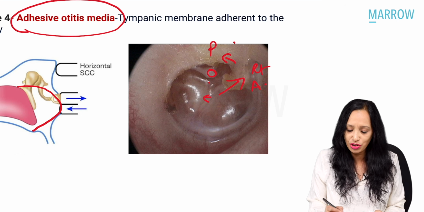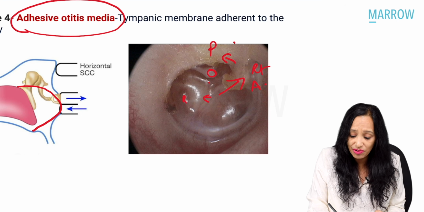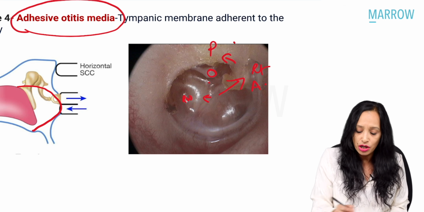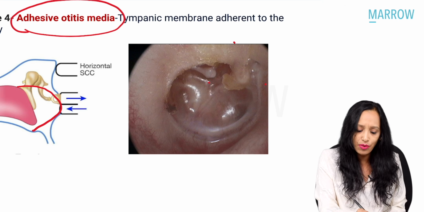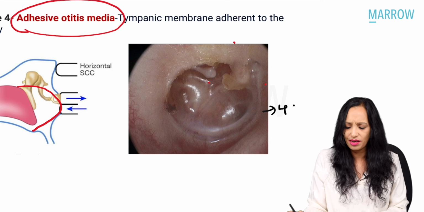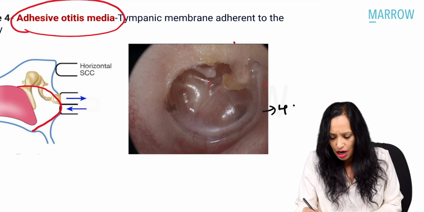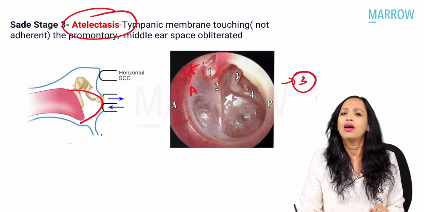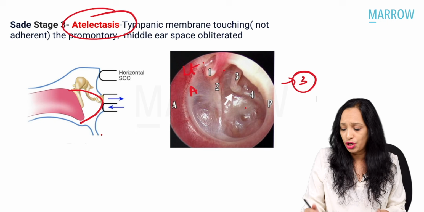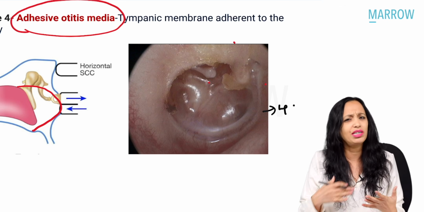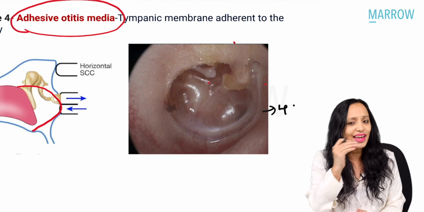And what is this? Tell me. Yes, this is the promontory. This is the promontory area. This is even the round window we can see so clearly. So yes, this is stage 4. Now, I know what you are thinking. You must be thinking that whether it is stage 3 or stage 4, we are confused. We are not able to exactly make out whether it is 3 or 4, because in both of them it is touching the promontory.